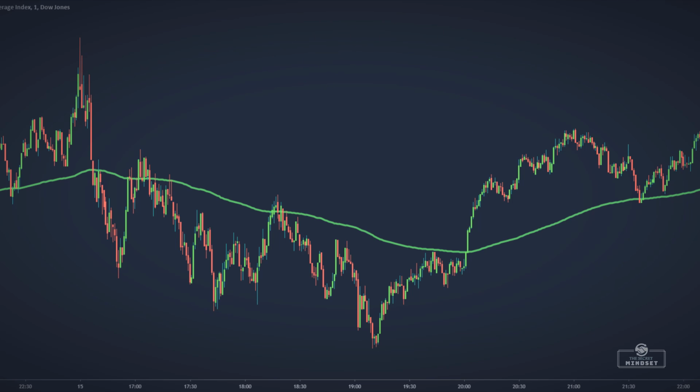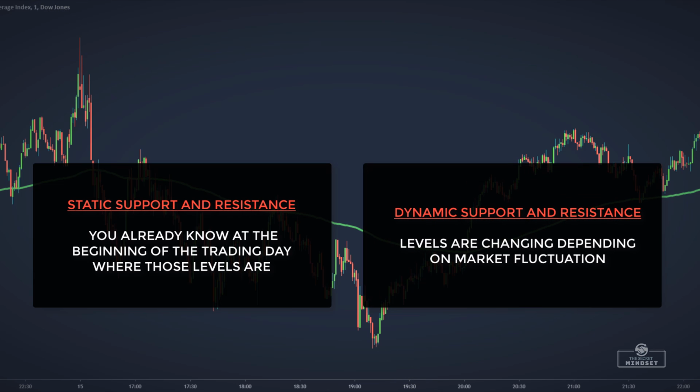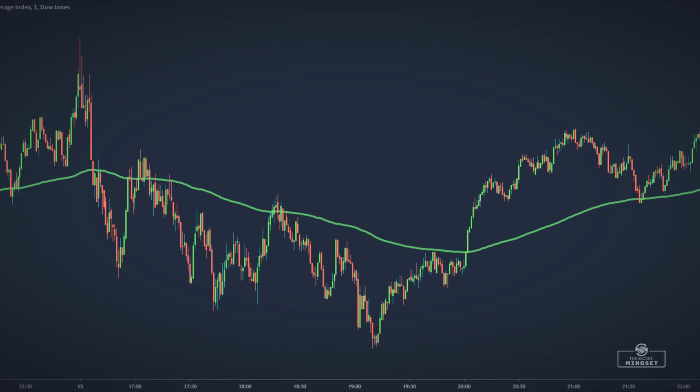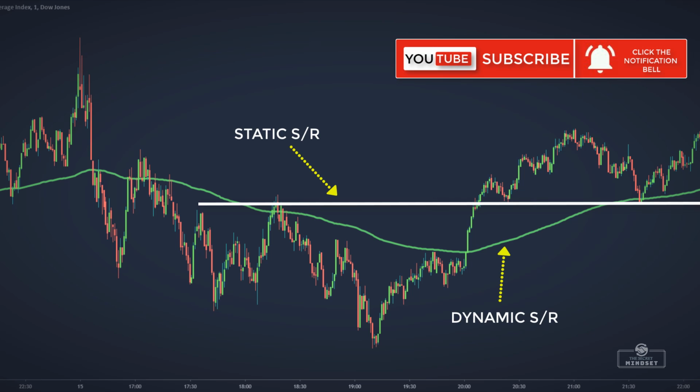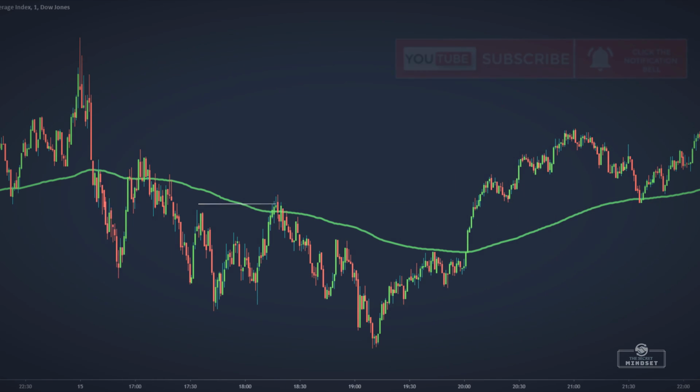In the case of a static support or resistance level, you already know at the beginning of the trading day where those levels are. You know in advance where the possible areas of interest are located on the chart. With dynamic support and resistance, you don't know an exact number as these levels are changing depending on market fluctuations. This is a good thing for our scalping setup because we can use both static and dynamic levels in our advantage. So we add the 200 EMA and start searching for areas of confluence between the dynamic support and resistance and the static support and resistance.